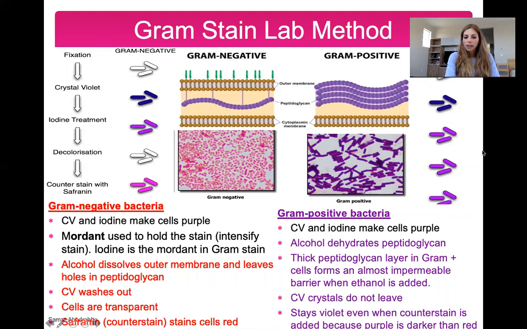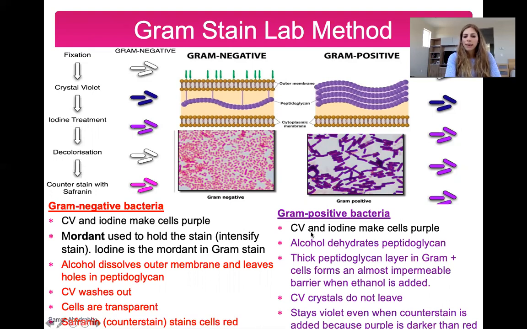And then you add alcohol. Because of the thick peptidoglycan layer, the alcohol does not really affect the dye from leaving. The dye stays in, so you still have very purple cells. And then when you add the counter stain red, it doesn't make a difference because the purple is much darker than the red, so the cells are still dark purple.